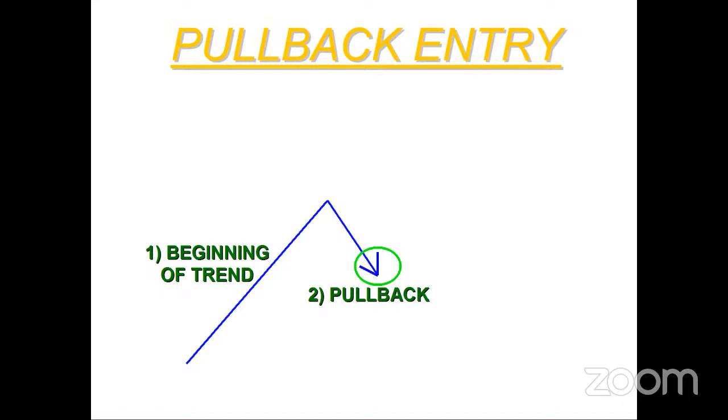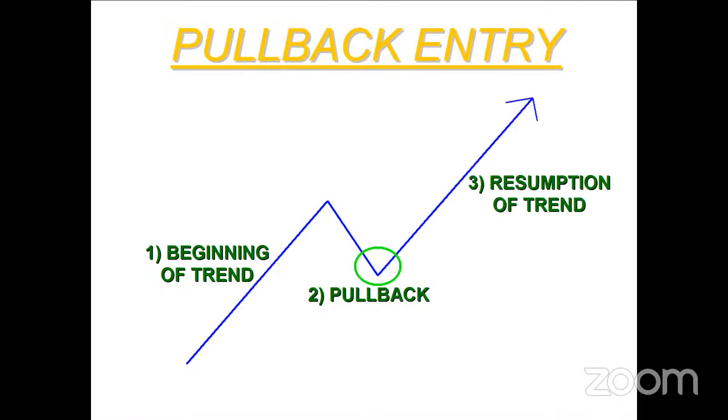Because usually what happens in a pullback setup, you go into phase three where it's the resumption of trend. So if we're buying at these requisites down here that all the rules are met, we're actually buying at or towards the lows of a sell-off before it goes up.